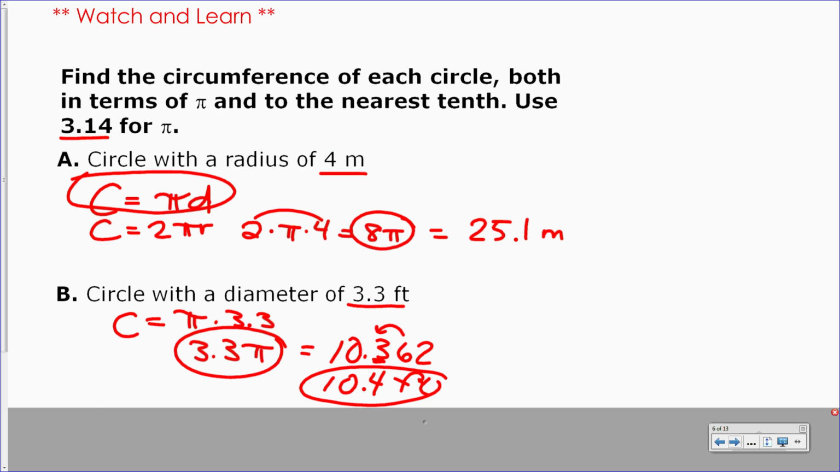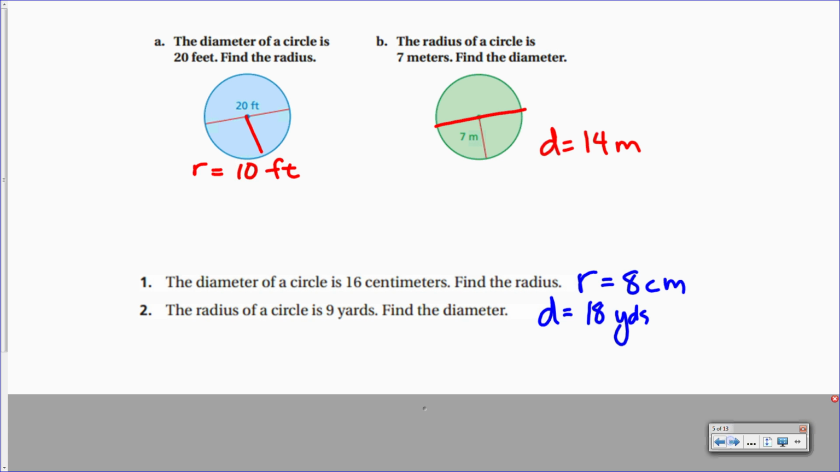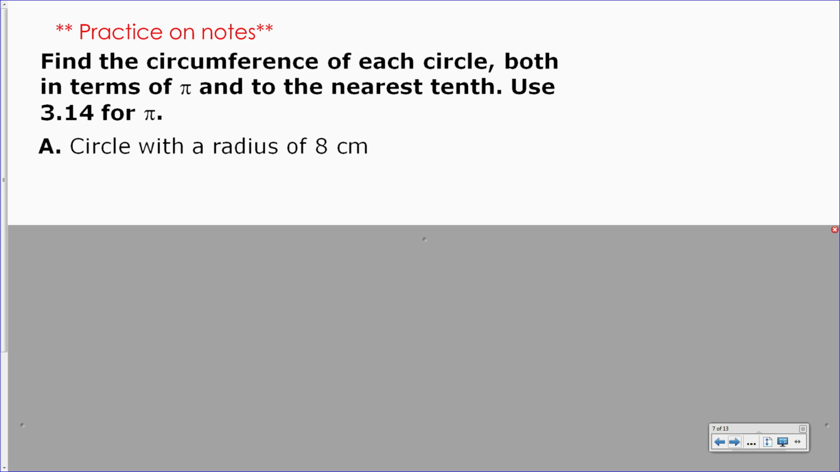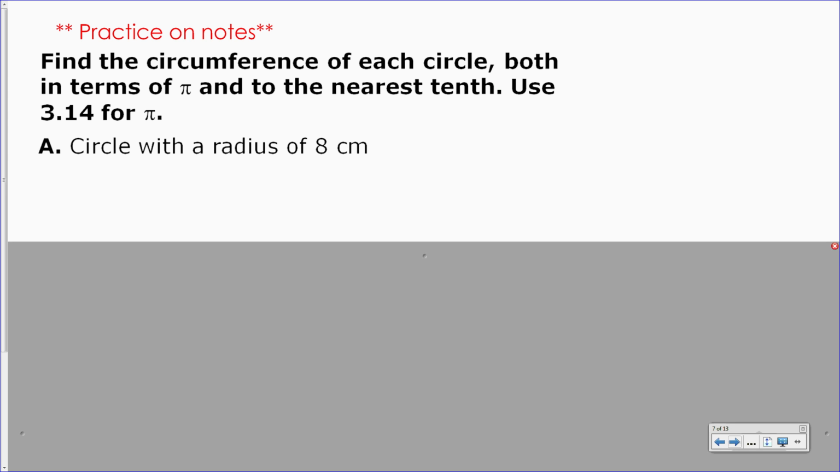Good, so you've watched 2, so now I want you to try 2. So look back on your notes and practice these on your notes. It says to find the circumference in terms of pi, and then to the nearest tenth using 3.14 for pi. So try these 2 and then turn your video back on.